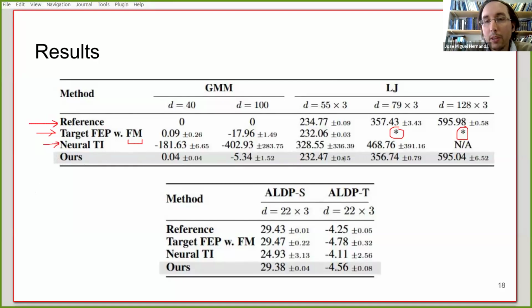And we see that our method produces results that are very close to the reference given by MBAR in these problems. And we also have good results in the alanine dipeptide problem, producing values that could be said to be closer to the target as well. Good.